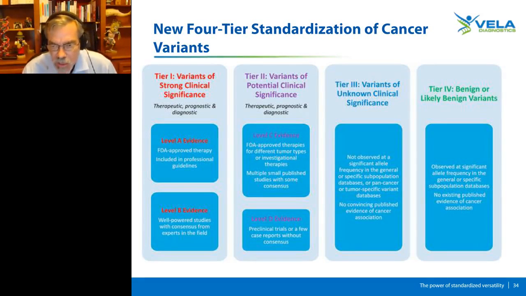The ASCO AMP-CAP joint guideline system contained 4 tiers to categorize somatic mutation variants by clinical significance. These are based on diagnostic, prognostic, and/or therapeutic value. Tier 1 are variants with strong clinical significance. Tier 2 are variants with potential clinical significance. Tier 3 are variants with unknown clinical significance. Tier 4 are variants deemed benign or likely benign. You can actually see that Tier 1 and Tier 2 are broken down into 2 more levels, A and B, for greater resolution.